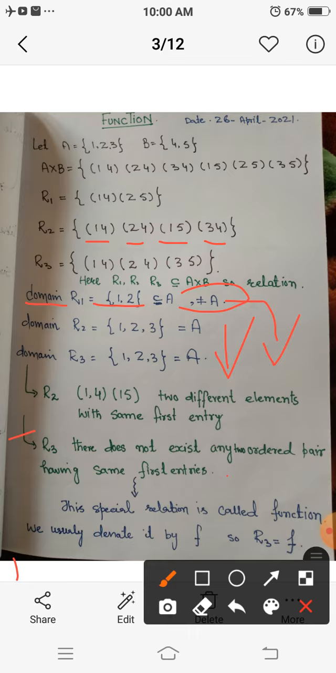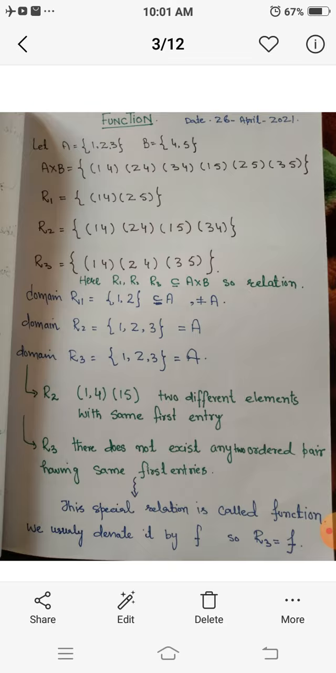From this we conclude that every function is a relation, because here R3 is the function. Function means that relation where the domain equals the first set and there do not exist any two ordered pairs having the same first entry. R2 is simply a relation, but it is not a function. So every function is a relation, but the converse is not true. This means that every relation need not be a function. So we denote this special relation, R3, by F.